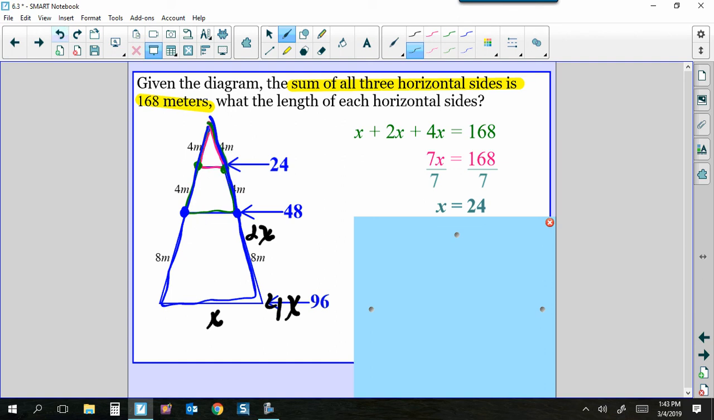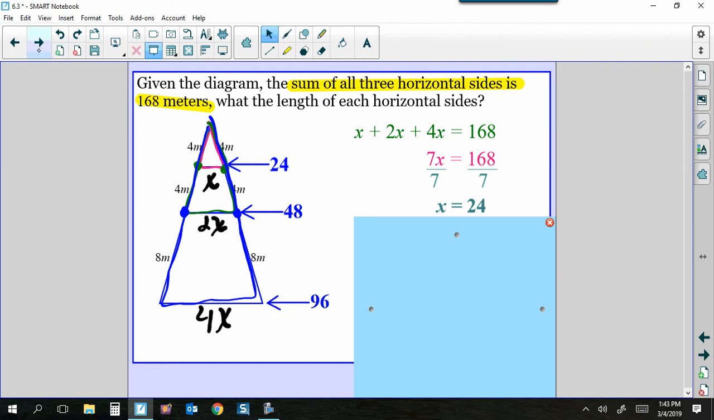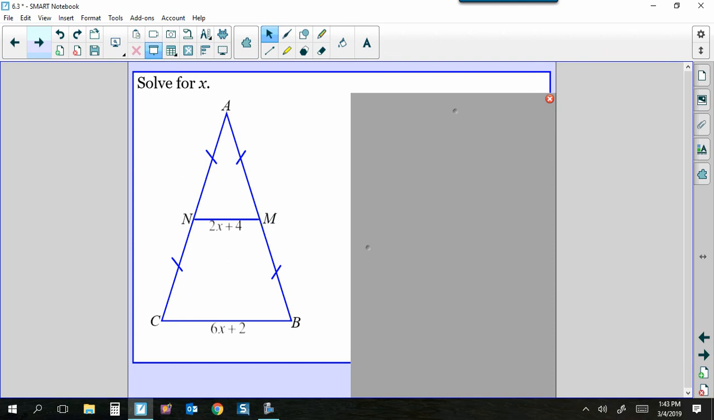All right, we have just one more problem to do, dealing with our midsegments. It's just more of a complicated equation. Based on this, we can tell that n is a midpoint based on the congruency marks, and m is as well, so nm must be a midsegment. So I know nm is half of cb.